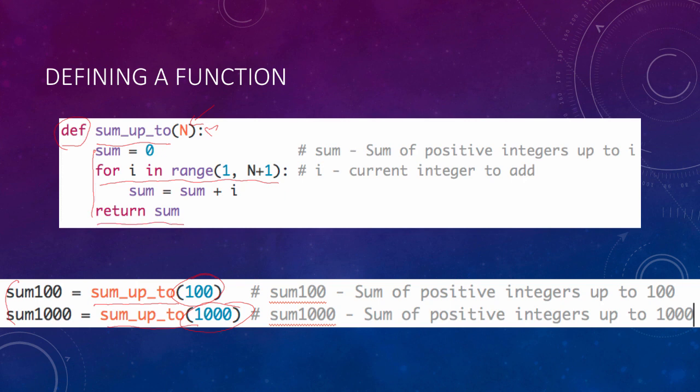Return means this is the value of the function. So when somebody says sum100 equals sum up to, that's what sum100 is going to get. It'll get that value of n, okay? So that's how this function works.